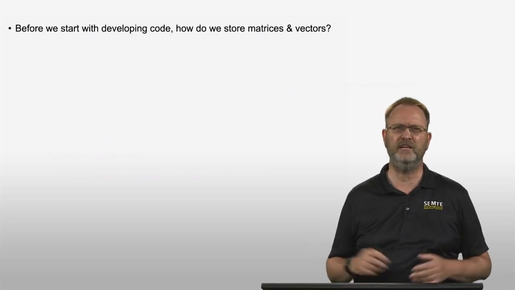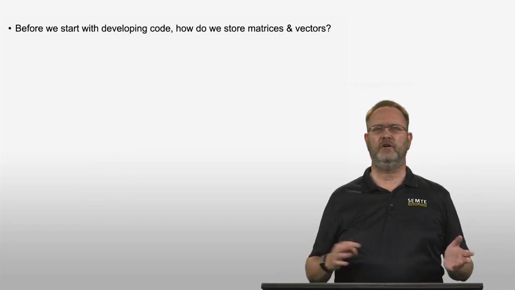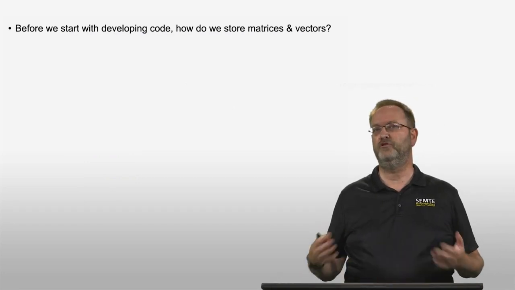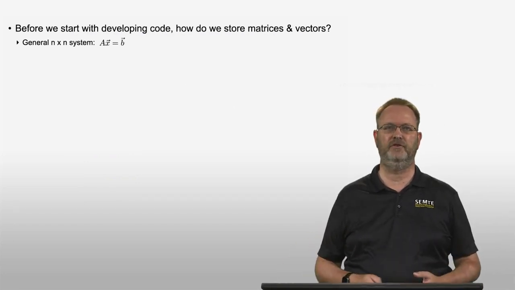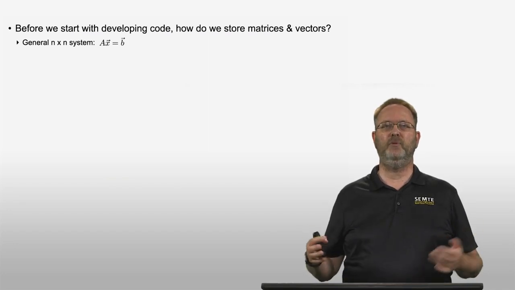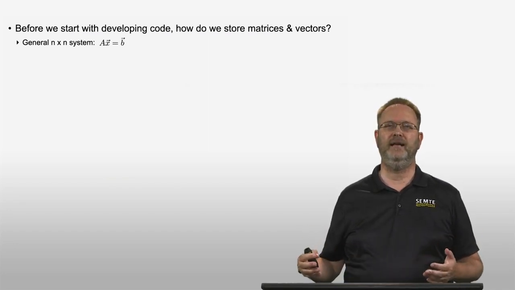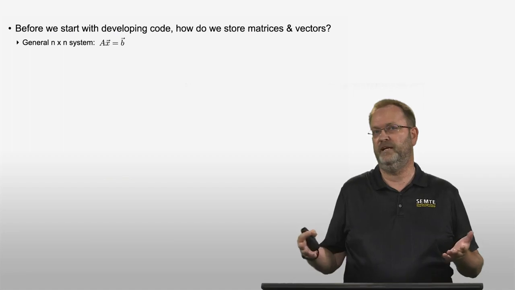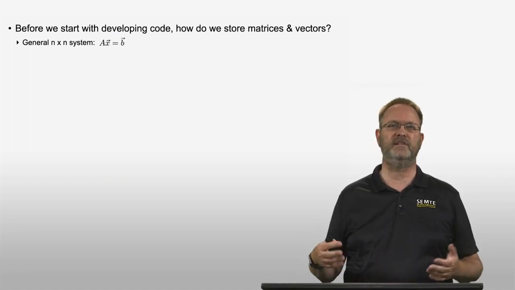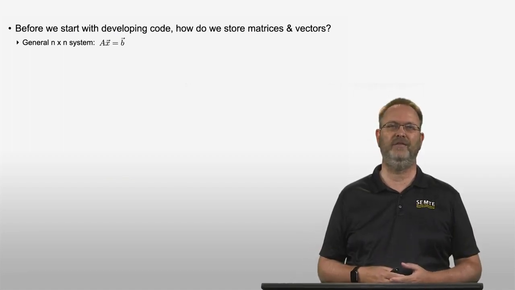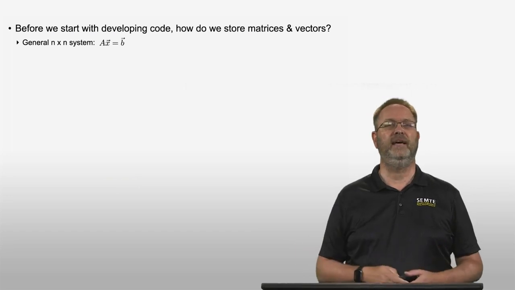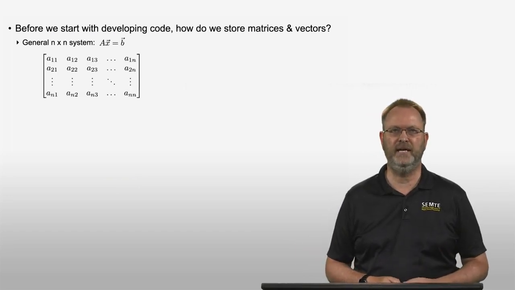But before we start developing code, we've got to talk a little bit about how we store matrices and vectors. So here, if we have a general n by n linear system, from linear algebra we can write it like a matrix A times a vector of unknowns x is equal to a given right-hand side vector b.